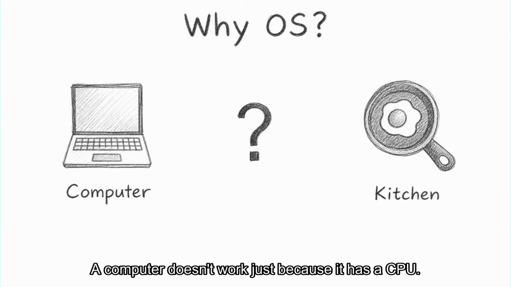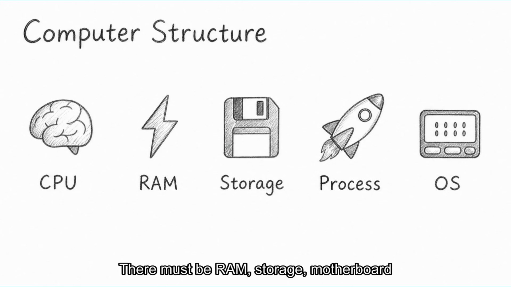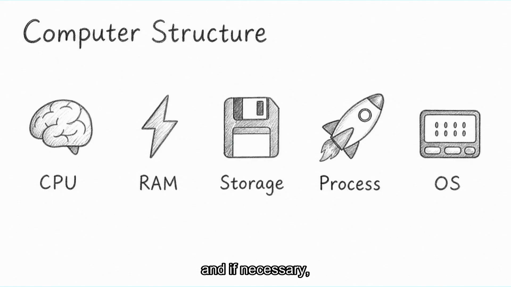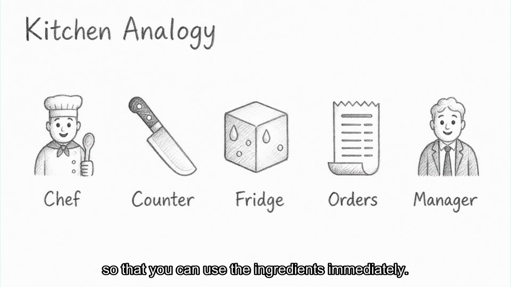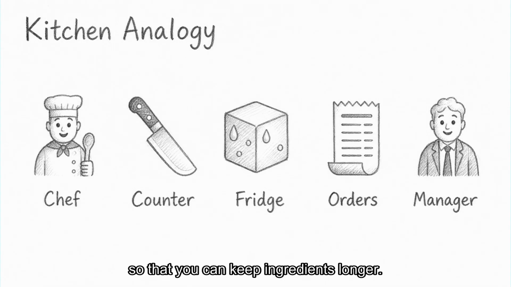Your computer doesn't work just because it has a CPU. There must be RAM, storage, a motherboard, and if necessary, it also needs network hardware. Different parts exist, and each part has its own role. Let me compare this to a kitchen. A kitchen does not work just because there's a shelf. You also need a counter so that you can use the ingredients immediately. And you need a fridge or a storage room so that you can keep ingredients longer. You need some way to receive orders, and you need some system that keeps the whole kitchen organized.